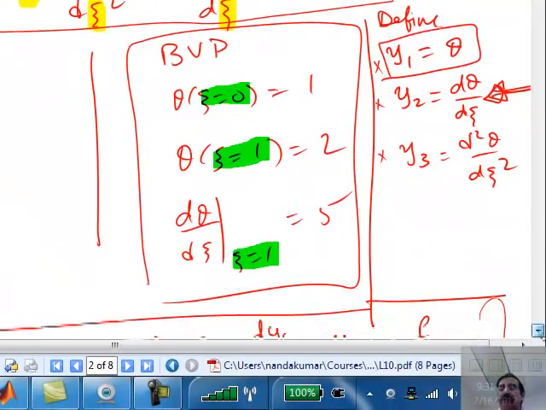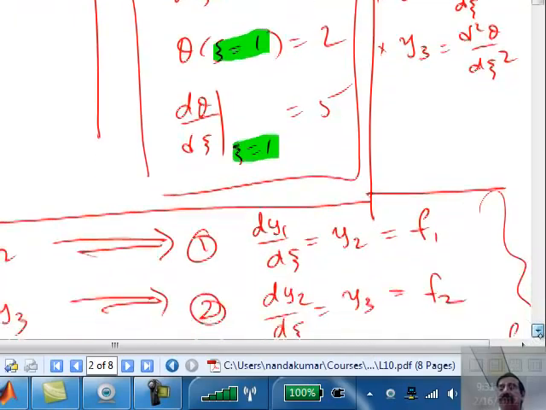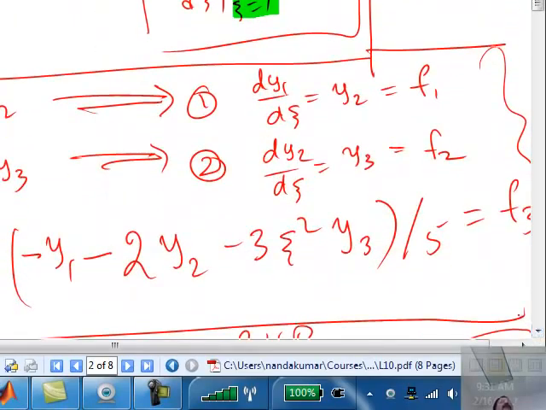Okay. So if you look at the three functions f1, f2, f3, they are linear because now it is in terms of y1, y2, y3. Function 1 is simply y2, function 2 is simply y3, function 3 is y1 minus 2 y2 minus 3 psi square y3. But psi square is a known quantity, the independent variable. So those are all linear functions. But if you have a product, then you will have y1 times y2 or y1 square or y2 square, things like that. That will make it nonlinear. But BVP4C will handle either a linear or nonlinear system. That's the beauty about MATLAB tools.